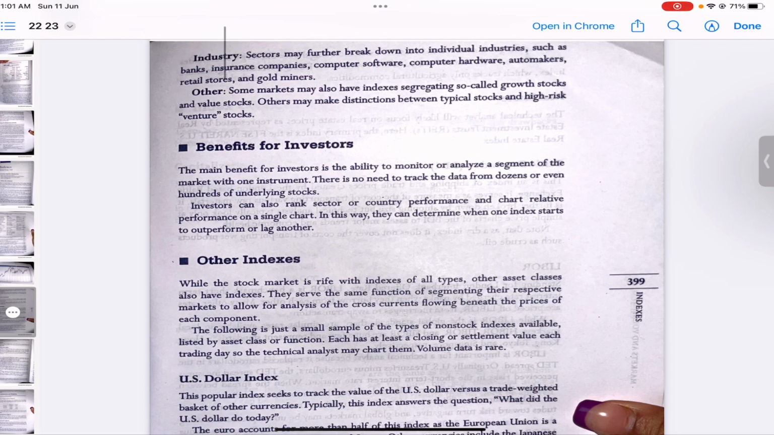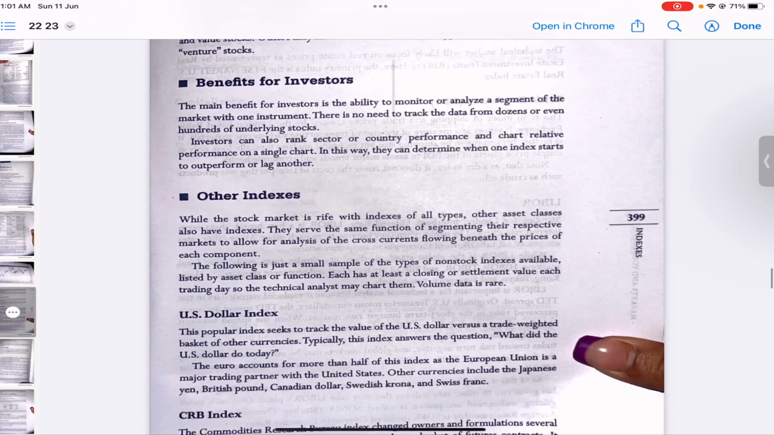Like, for example, in India we have another index known as the Fin Nifty or the Nifty Fin. That index basically tracks all the finance related stocks. So like that you can also bifurcate it on the basis of industry. You also have an index for pharma stocks, just the pharmaceutical companies. Other can be any other basis.